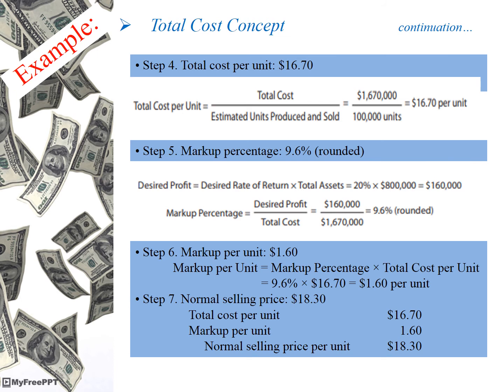In order to get it, let us multiply the markup percentage of 9.6% times the total cost per unit, which is $16.70, and that is equal to $1.60 per unit. Step 7. The normal selling price is equal to $18.30, which is composed of the total cost per unit, that is $16.70, plus markup per unit of $1.60. Total selling price per unit is equal to $18.30.